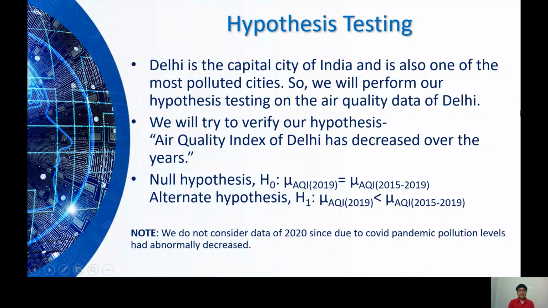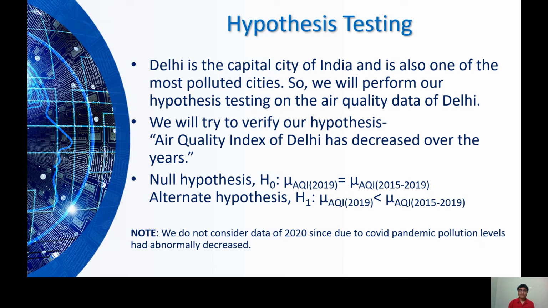For hypothesis testing part, we shall do our analysis on Delhi, which is the capital city of India as well as one of the most polluted cities. We shall try to prove our hypothesis. The air quality of Delhi has decreased over the years. That is, we shall try to prove that the mean AQI level of 2019 is less than the distribution of mean AQI levels over the years 2015 to 2019 over a critical region of 5%.